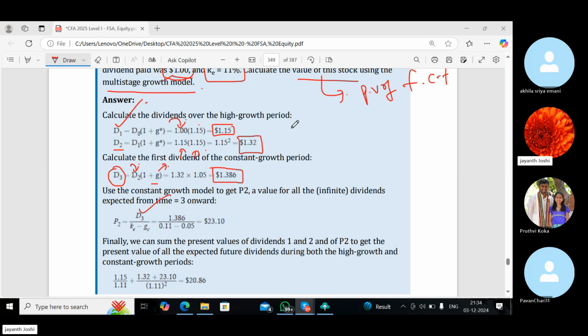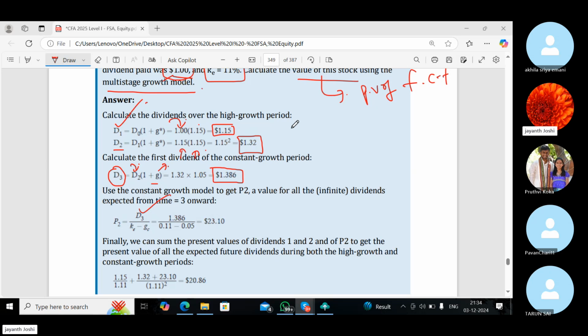So, the present value of future cash flow. The future cash flow here is D3, the dividend at the end of the third year. I'm going to discount it at the cost of equity, which is 11%, minus the growth rate. We have already discussed this formula, and you're going to get the value of the stock at the end of the second year. The reason for calculating the third year's dividend was to take that as my future cash flow to find the stock price at the end of year two.